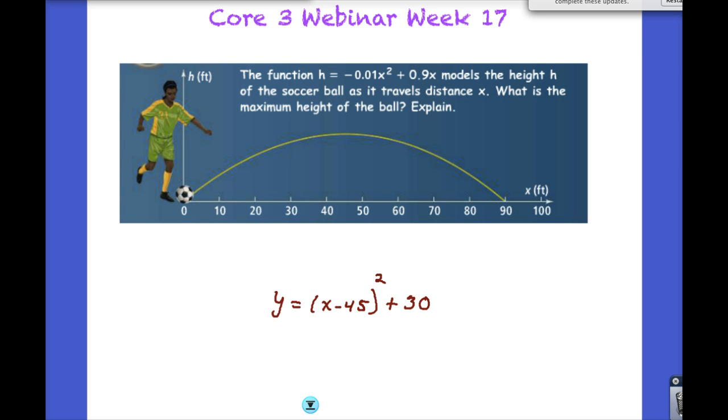All right, you guys. This is from the last webinar. If I gave you the quadratic in vertex form, what would be the max height of the ball? Tell me what you think. Based on this equation, what would be the max height of the ball? Remember, this is vertex form.